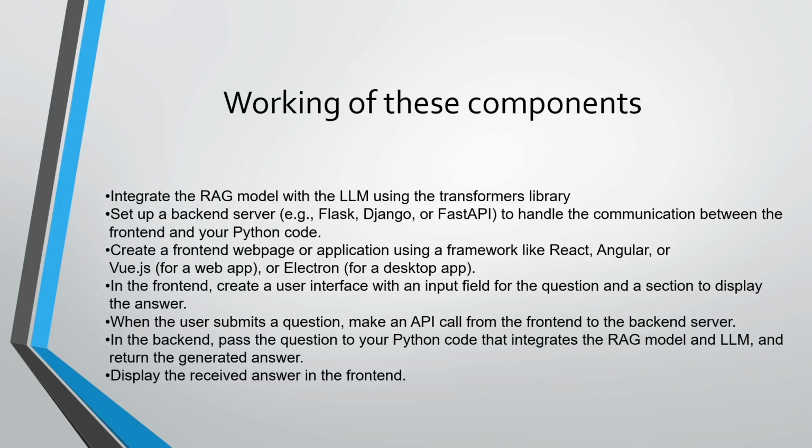Working of this component. Integrating the RAG model with the LLM. Utilize the transformers library to seamlessly integrate the RAG model with the LLM. This integration will enable the system to leverage the RAG model's retrieval capabilities and the LLM's generation capabilities for providing comprehensive responses. Setting up the backend server. Establish a backend server using a framework like Flask, Django, or FastAPI. This server will act as an intermediary, facilitating the communication between the front-end interface and your Python code that incorporates the integrated RAG model and LLM.